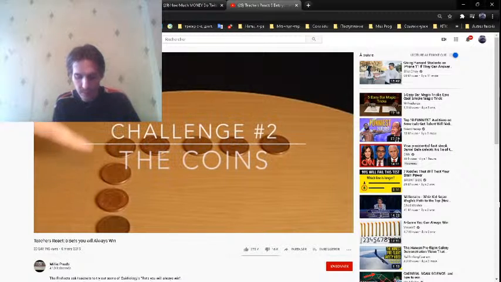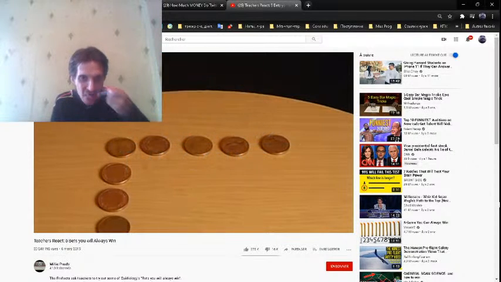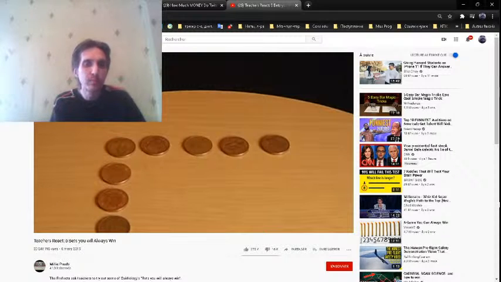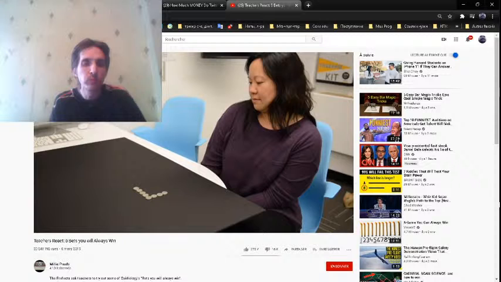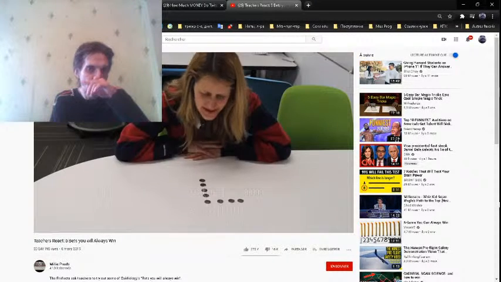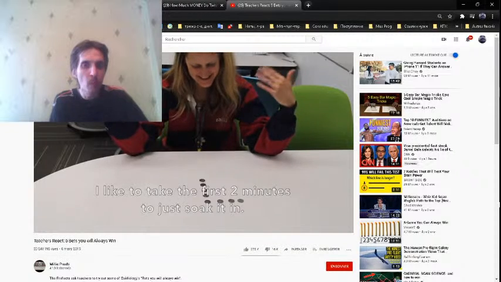There are 1, 2, 3, 4 coins in this row, and 1, 2, 3, 4, 5 coins in this row. Your friends have to move just 1 point and end up with 5 coins in each row. These are IQ tests. I like to take the first 2 minutes to just soak it in.